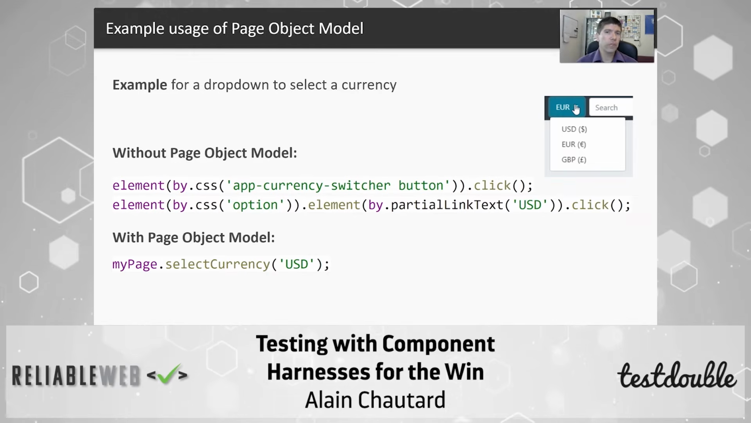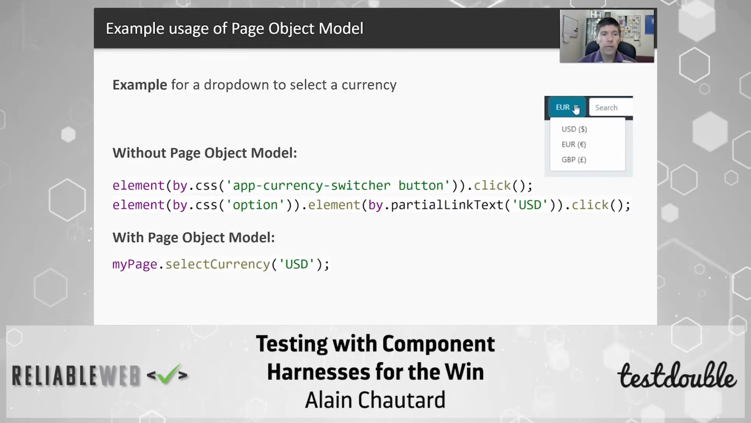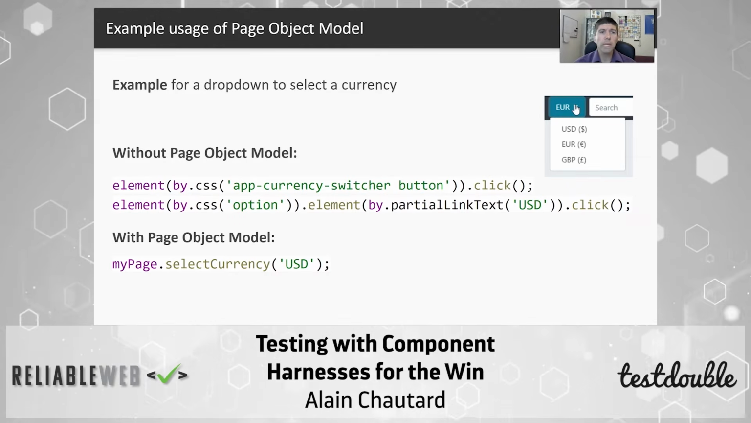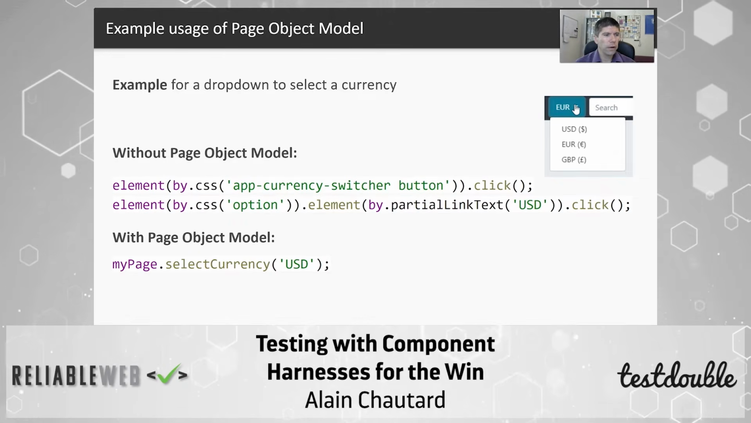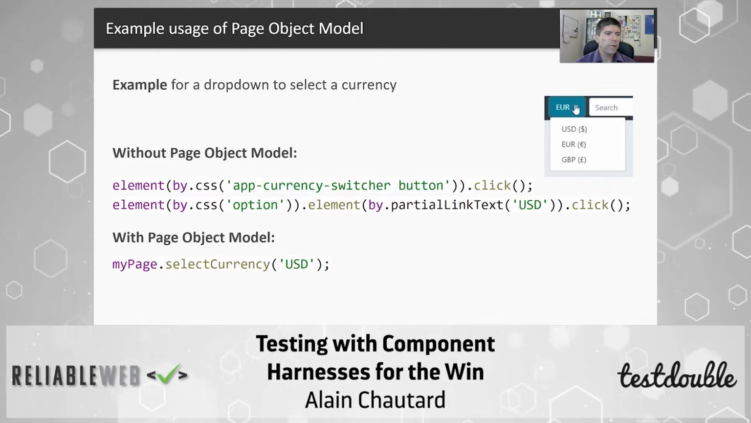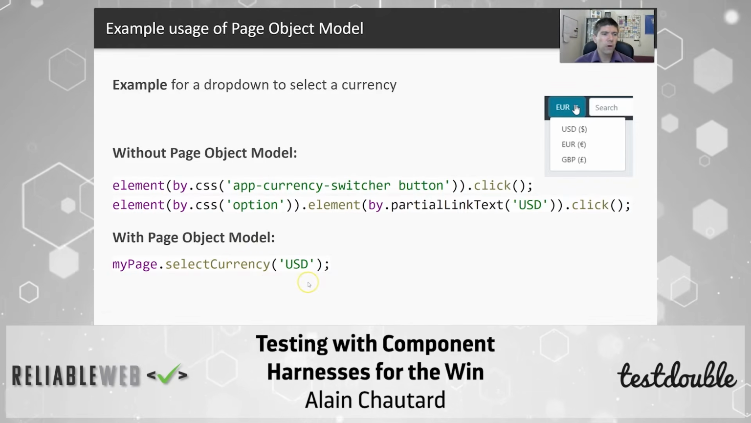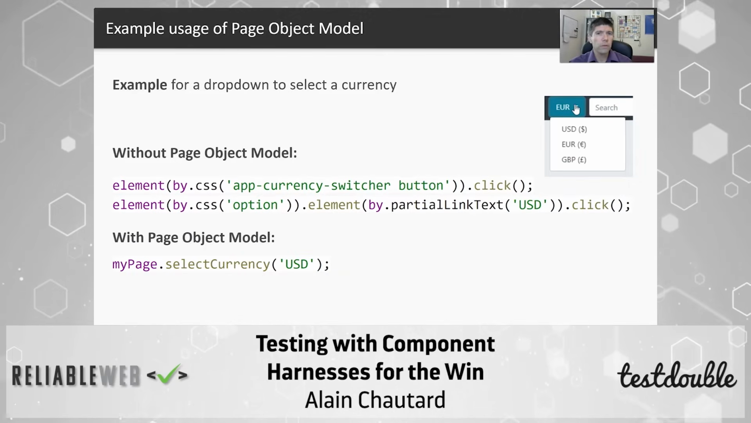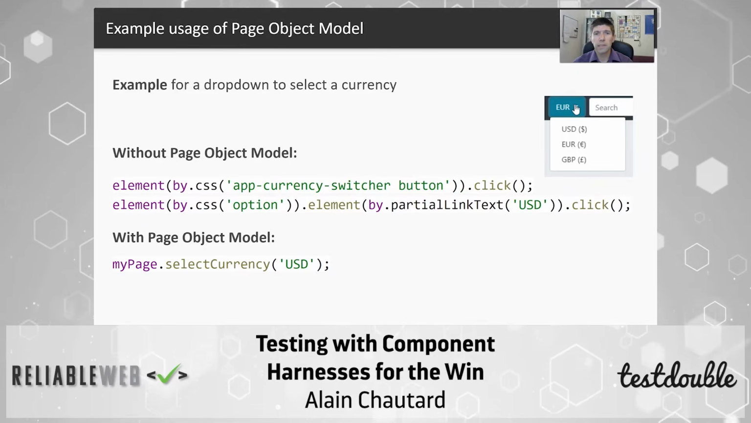Now, if we have a page object model, these instructions, these commands really to interact with the UI, are going to be translated into meaningful, easy to understand functions. So that's what I have at the bottom of the screen here, where doing the exact same task would be page.selectCurrency USD. And at that point, we have really abstracted the DOM. We don't have to know how it's written, what the selectors are, what the structure of the DOM is. We just want to test the user interaction.